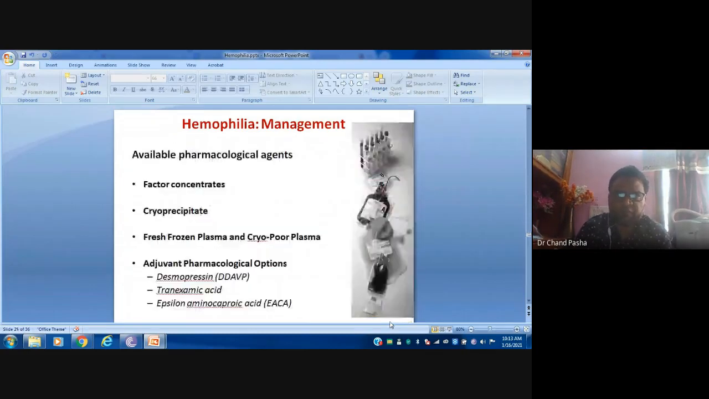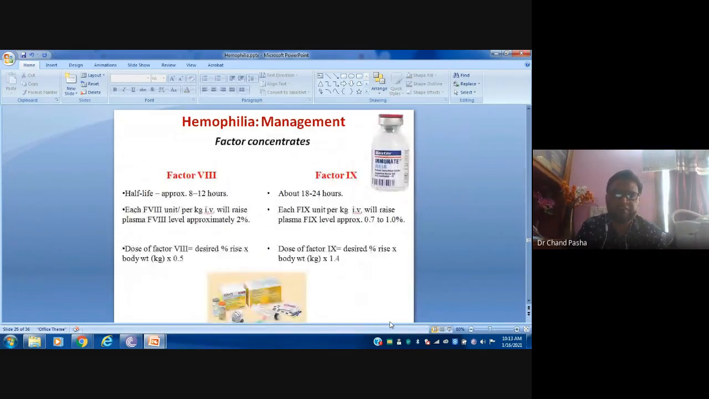And pharmacological agents, factor concentrates, cryoprecipitate, like precipitates you can use, not in the mild conditions, only in the severe conditions. Pharmacological agents for the treatment, like factor 8 and factor 9. And factor 8 half-life is 8 to 12 hours only, and factor 9, 18 to 24 hours. But see here, factor 9 is actually more preferable, and it is having more lifespan also.